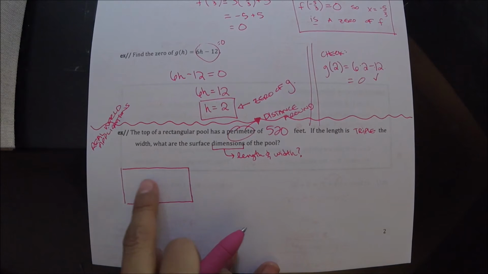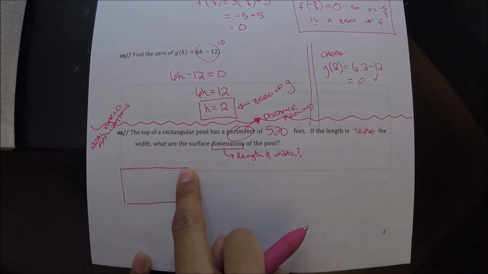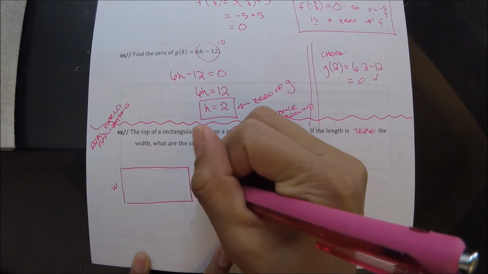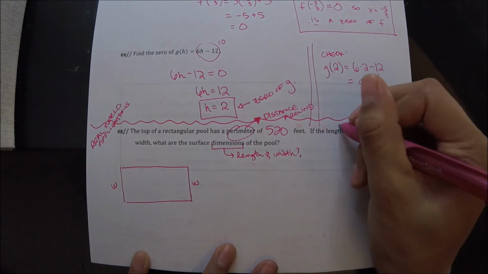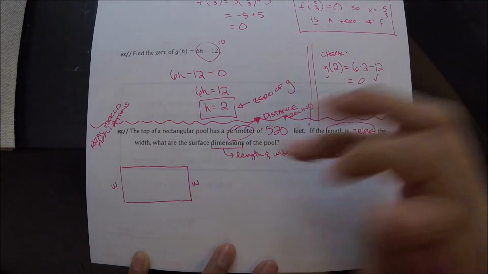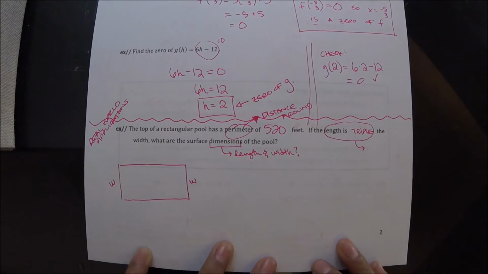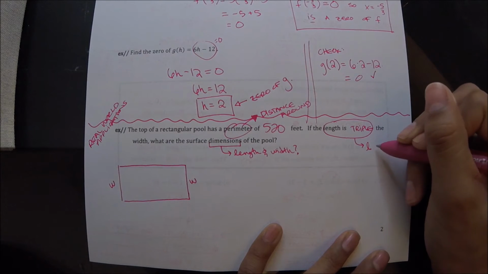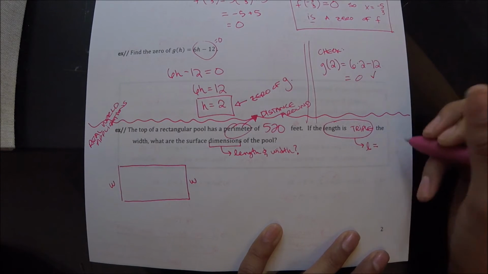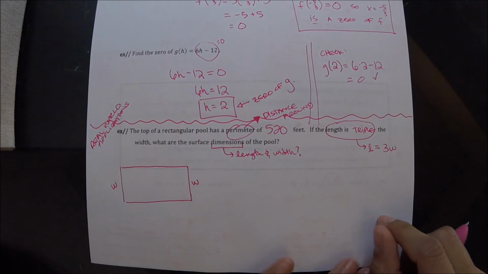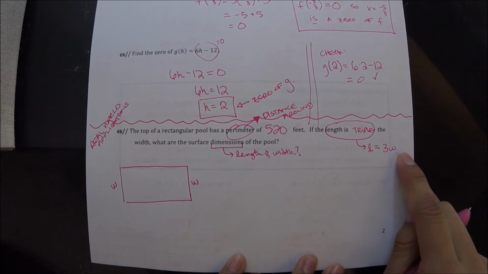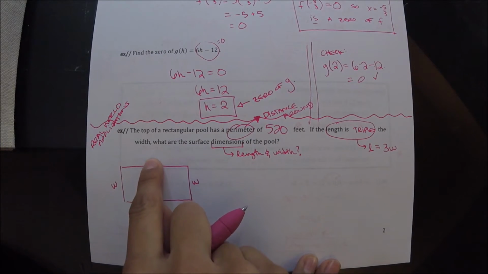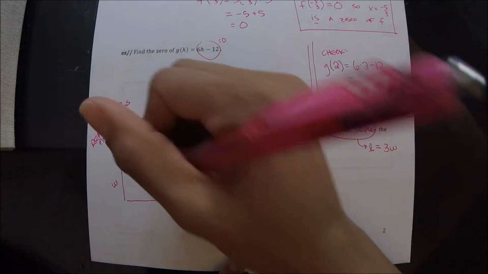Well, if we call this side the length and we call this side the width, I'm going to put a W here for width, and then it says the length is triple the width. So if I wanted to write that out mathematically, I say the length, L, equals triple the width, so 3W. The length is triple the width. So instead of putting L here, I'm going to write 3W.